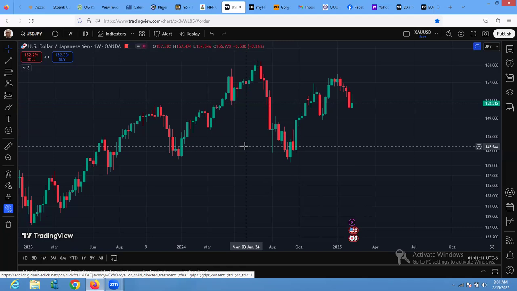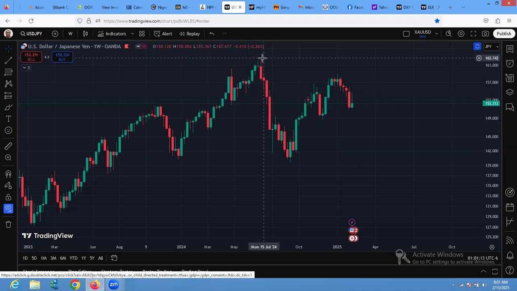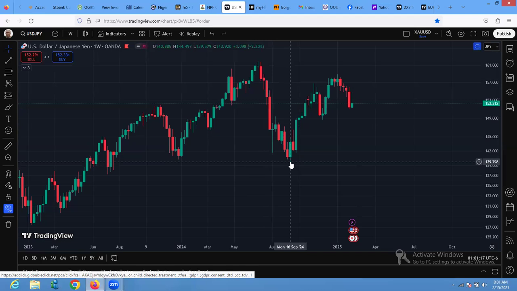So what are the scenarios again? This may be number one scenario. This may have finished up the entire correction to the downside, and that what we are seeing is that we're going to break the top. That's the first scenario. That's number one scenario.